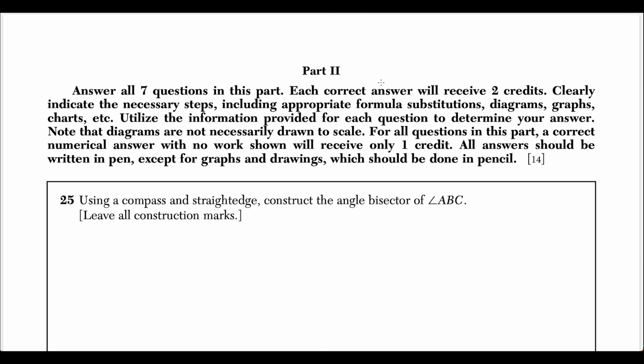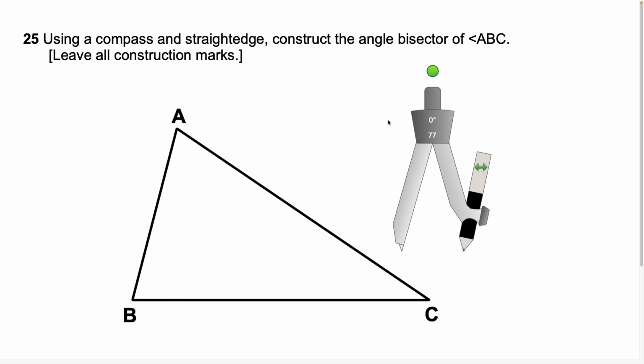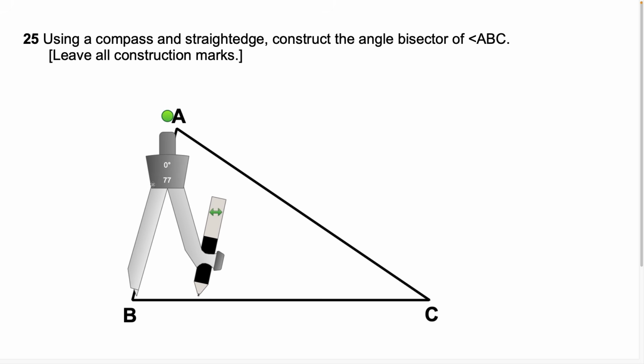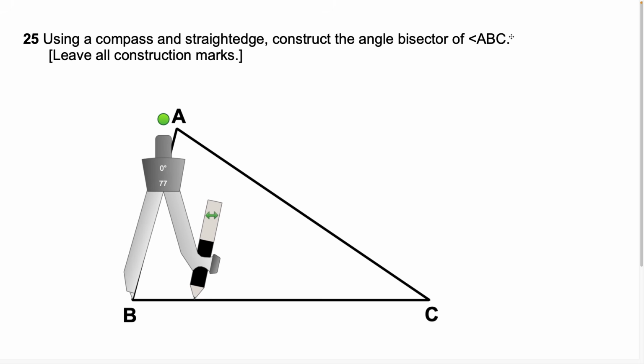And I'm starting off here with part 2, where each question is worth 2 credits. Question 25, we're going to construct the angle bisector of angle ABC. That's this angle over here in this corner. Now, it's very important that you make sure you bisect the correct angle, and one way to tell is the middle letter tells you the vertex of the angle.